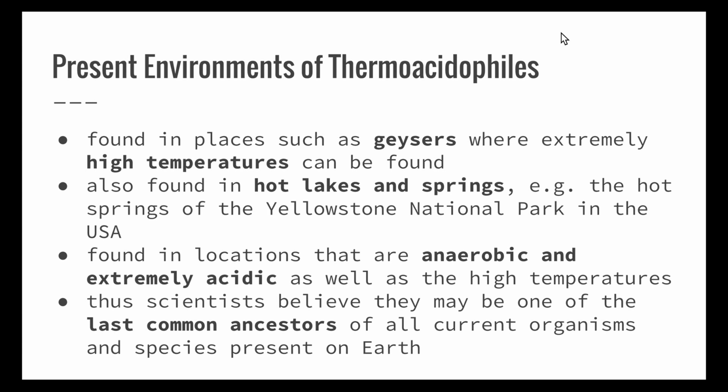So what about present environments of thermoacidophiles? Recently, these organisms have been found in places such as geysers, where extremely high temperatures can also be found. They've also been found in hot lakes and springs, such as the hot springs of the Yellowstone National Park in the USA. They've also been found in locations that are anaerobic and extremely acidic, so a pH of less than 5, as well as having the high temperatures. Scientists believe they may be one of the last common ancestors of all current organisms and species present on Earth.